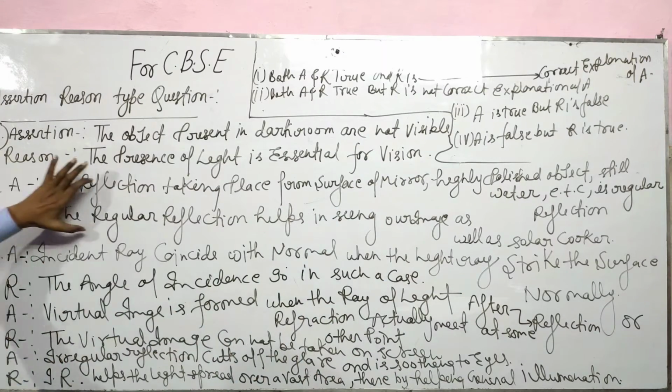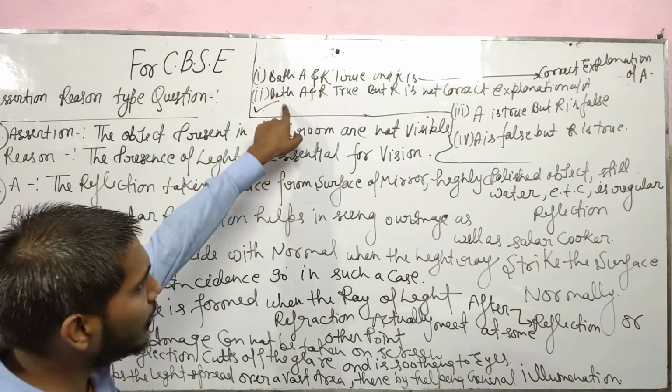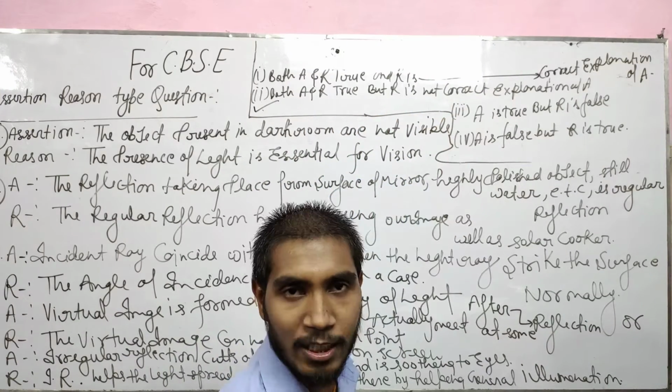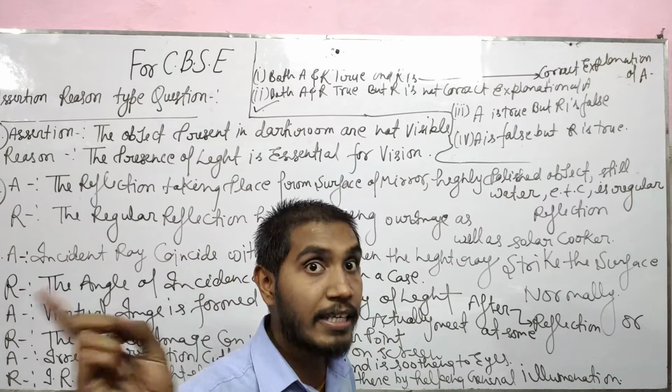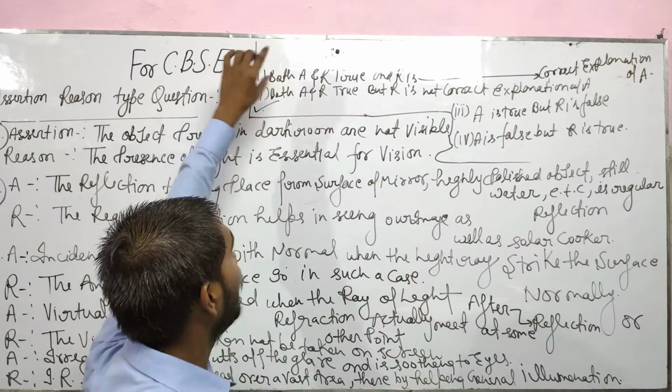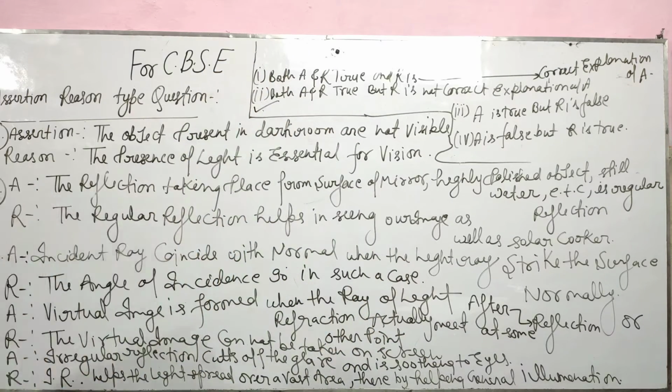Then for the second question, the correct answer is the second option: both A and R true, but R is not the correct explanation of A. R is true, but does not provide the correct explanation. So option number second is right for question number second.